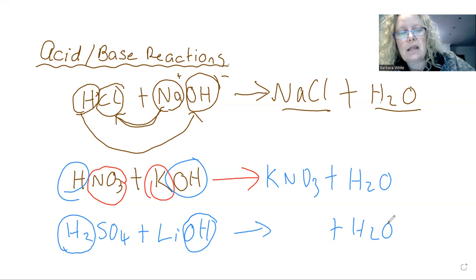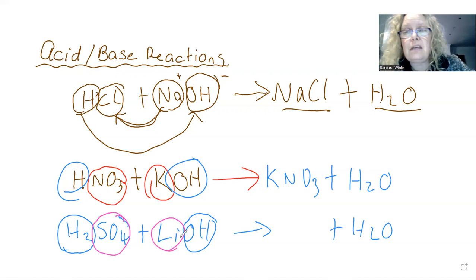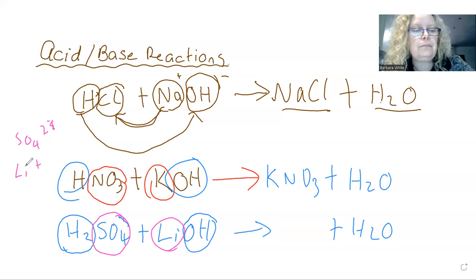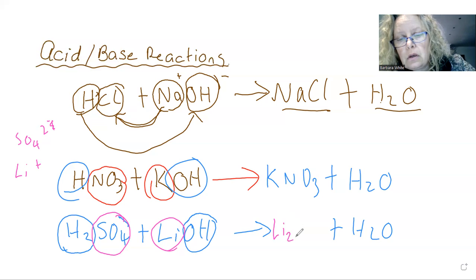And let's pick another color. The sulfate and the lithium are going to go together to give you a salt. Sulfate is SO4 2-. I might write that over here. SO4 2-. And lithium is Li+. So you can see you're going to need 2 lithiums. So it's going to be Li2SO4.